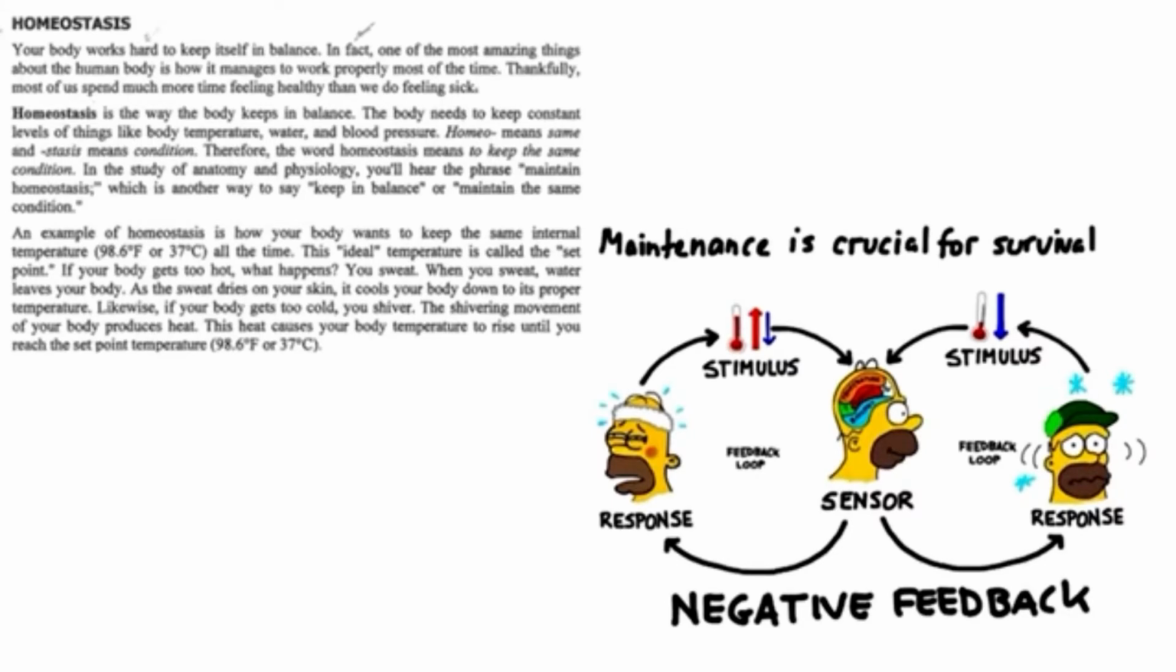This ideal temperature is called the set point. If your body gets too hot, what is different? You sweat. When you sweat, water leaves your body. As the sweat dries on your skin, it cools your body down to its proper temperature.